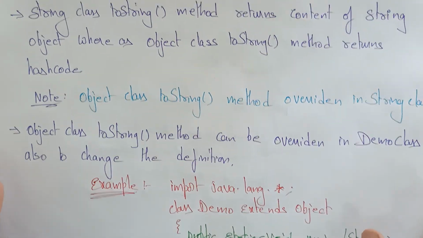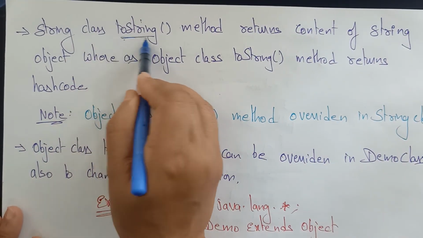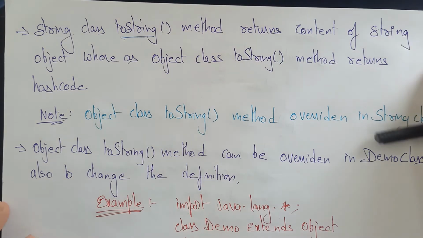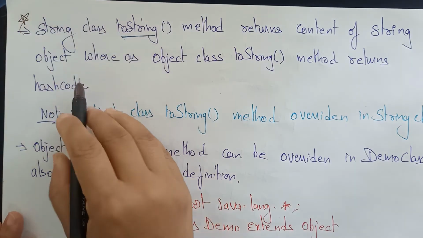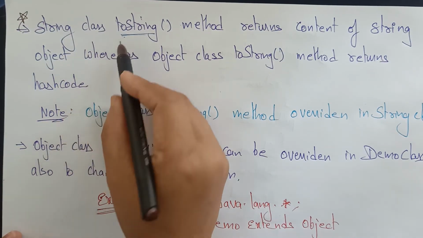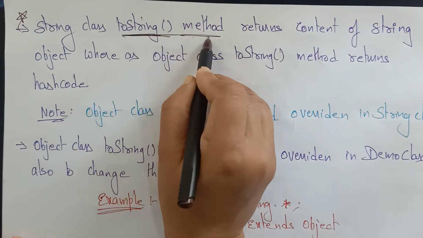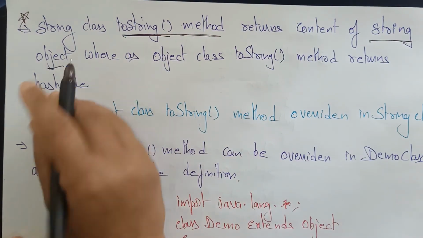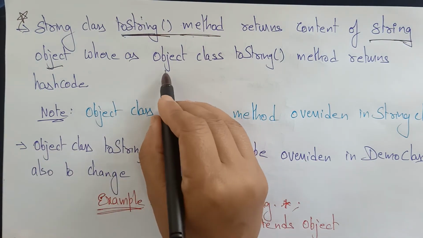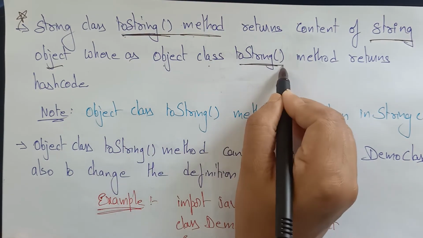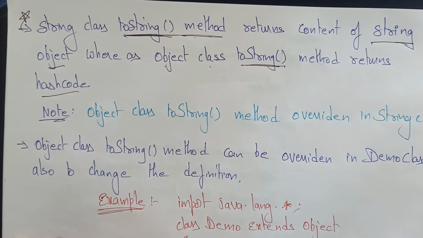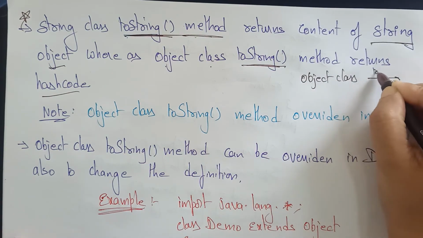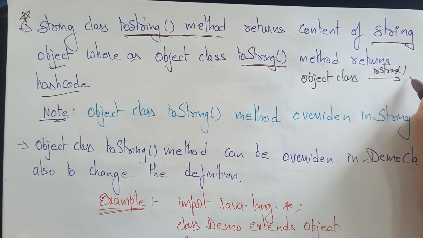So, the String class. The String class toString method returns the content of the string object. Please try to understand these two points. In the String class, the toString method returns the content of a string object. Whatever the string object content is, that is going to be printed. Whereas in the Object class, the toString method returns the hash code.